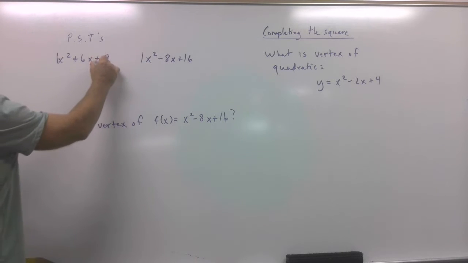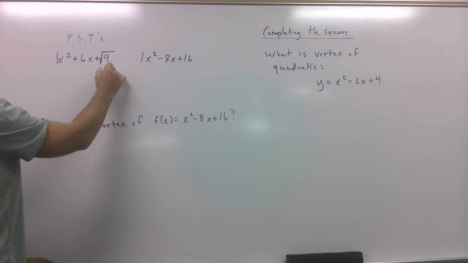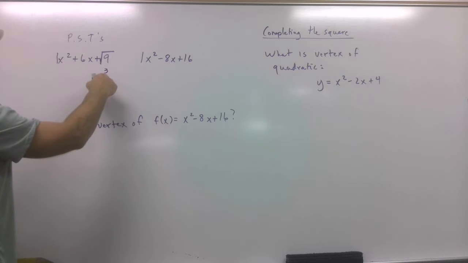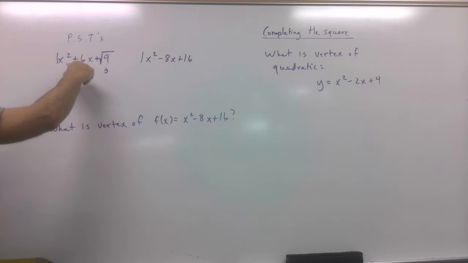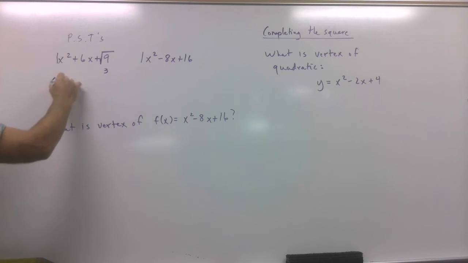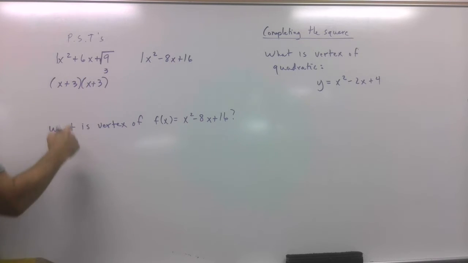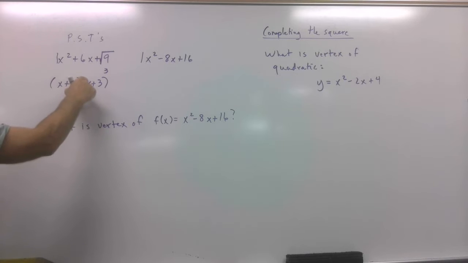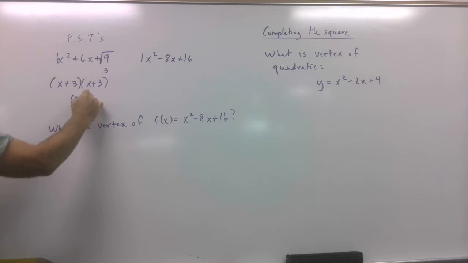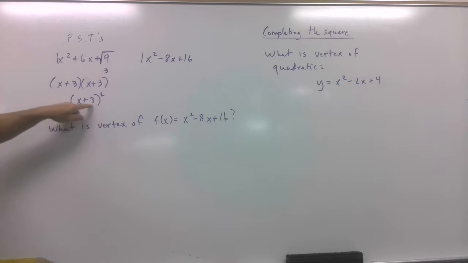But if we look at this and we say, hey, what's the square root of 9? 3. What's 3 plus 3? 6. So we're like, hey, that means this factors into (x + 3)(x + 3). If you don't believe it, FOIL it out. x squared plus 3x plus 3x, 6x. 3 times 3 is 9. But you want to write it like that. Remember, that's going to tell us that the vertex was bumped left 3.